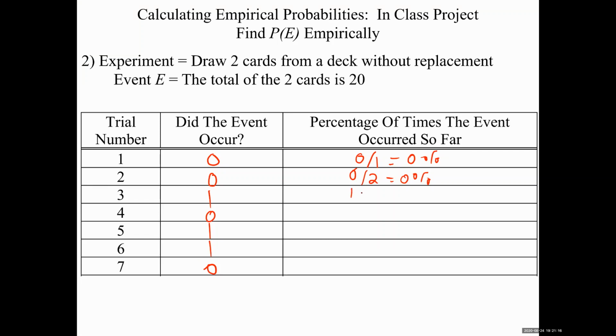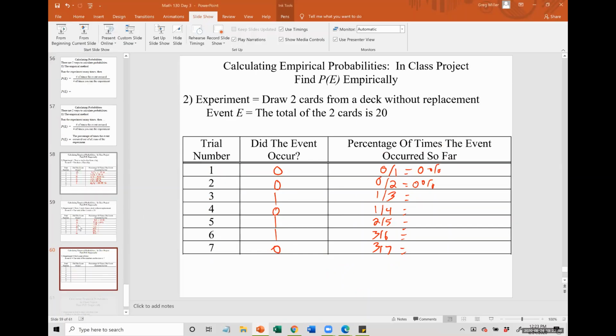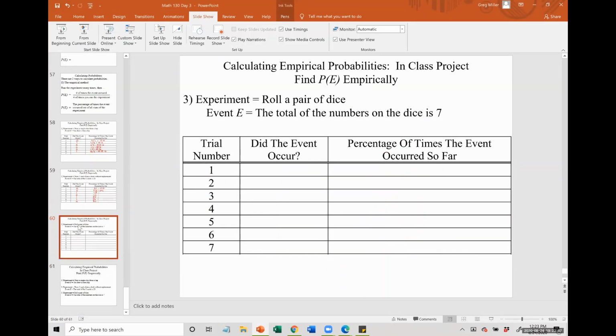So I got 1 20 out of 3 tries, 1 20 out of 4 tries, 2 20s out of 5 tries, 3 20s out of 6 tries, 3 20s out of 7 tries. And anyway, you'll calculate all these things. And this is my best guess so far. Okay, let's go ahead and look at the third experiment real quick.